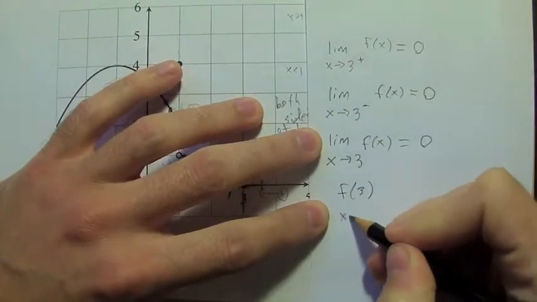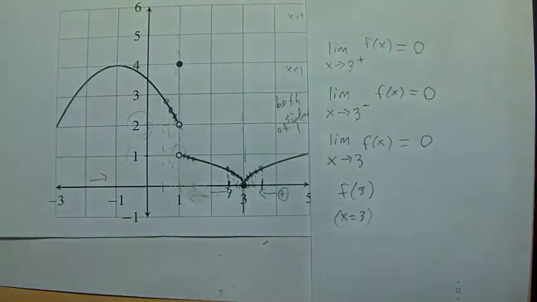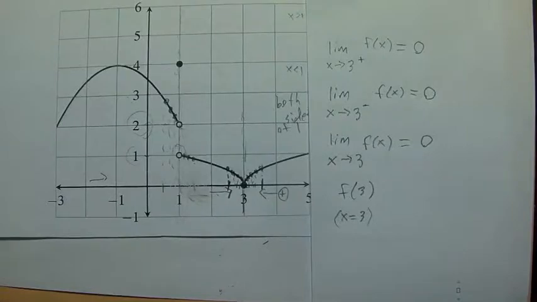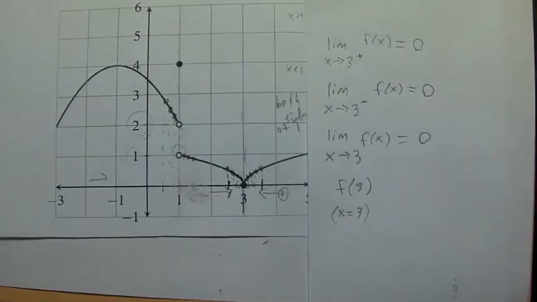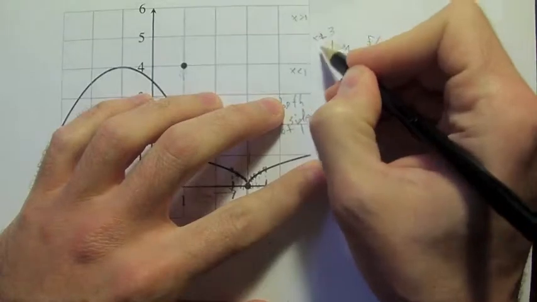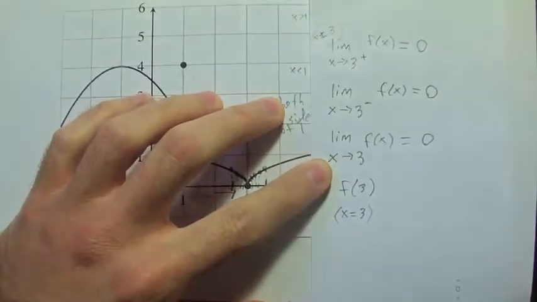And remember, this is when x is equal to 3. I keep saying that, but I want to really drive that home, that there's a big difference between the limit as x goes to 3 and f of 3, which is when x is actually equal to 3. So limits, x does not actually equal 3 at these places. Right? You're just really, really close to 3 at these places.